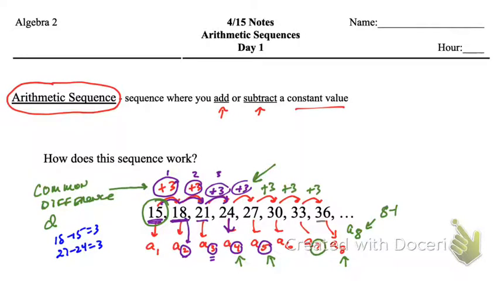I may have said 33 earlier. I was talking about the 36. 33 is in the 7th spot. So that means you would add 6 3's to get there. Okay? So it's getting a little crowded here. Let me clear this off.